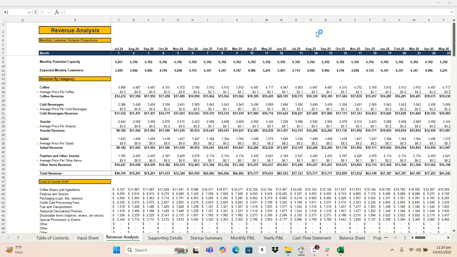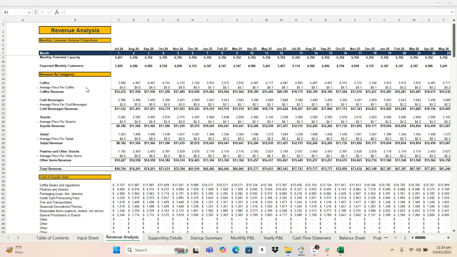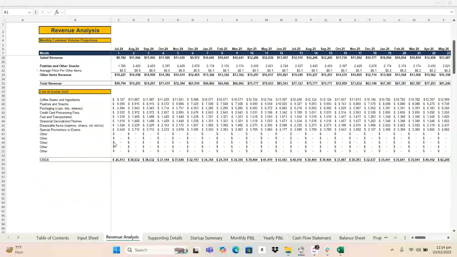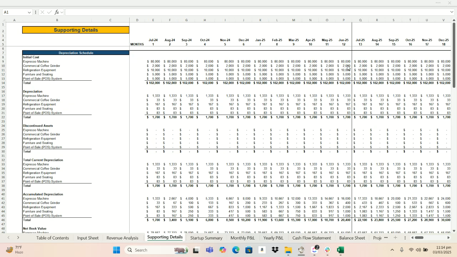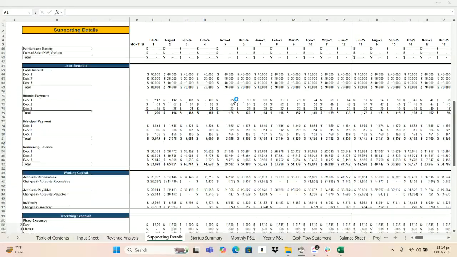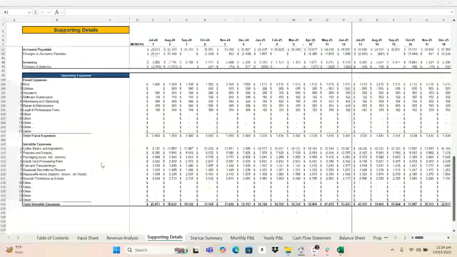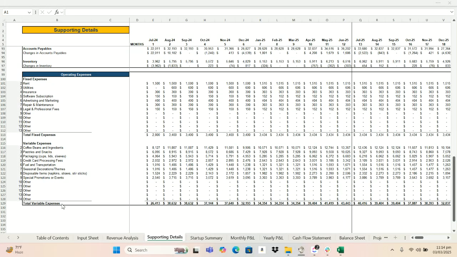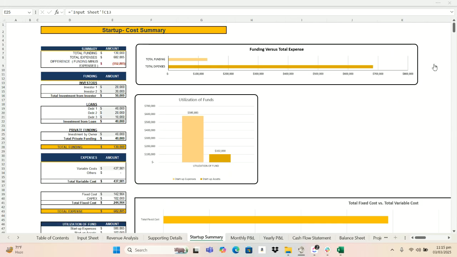Moving towards our revenue analysis, we have monthly customer volume projections calculated on monthly basis. We have revenue by category, cost of goods sold, and then over here we have our total cost of goods sold. Next up we have our supporting details. We have depreciation schedule, which is calculated on monthly basis over here. Then we have loan schedule, working capital, operating expenses, total variable expenses.